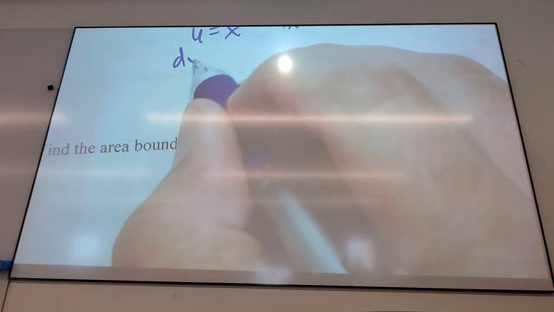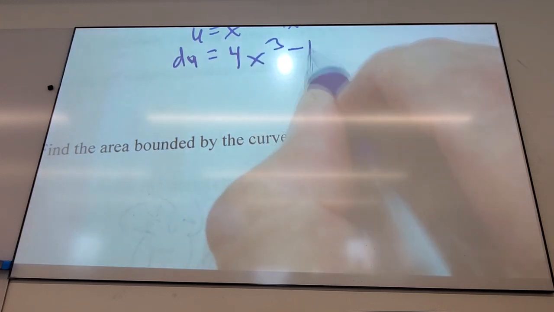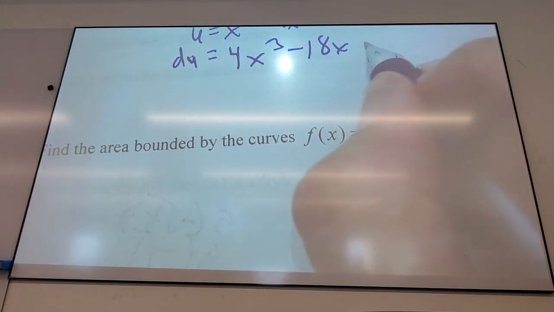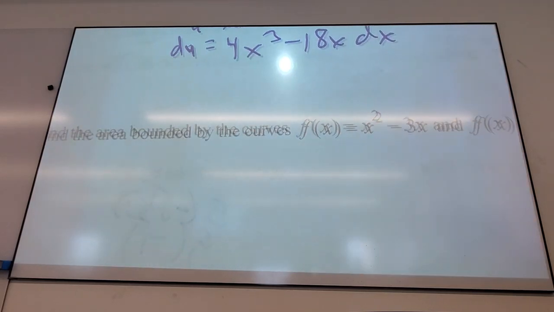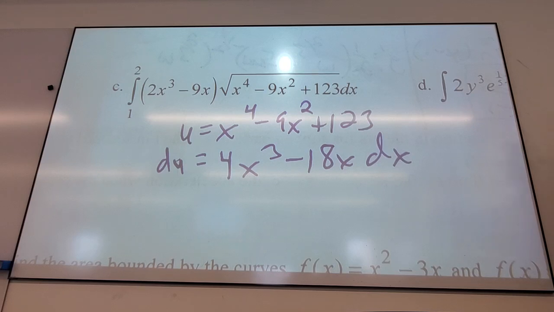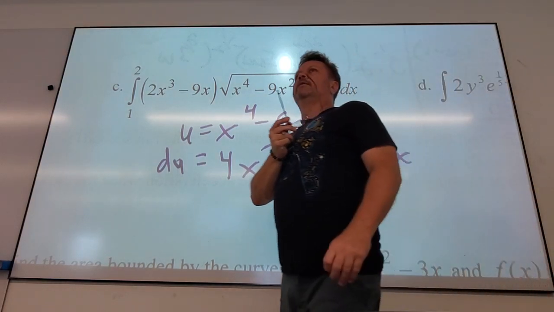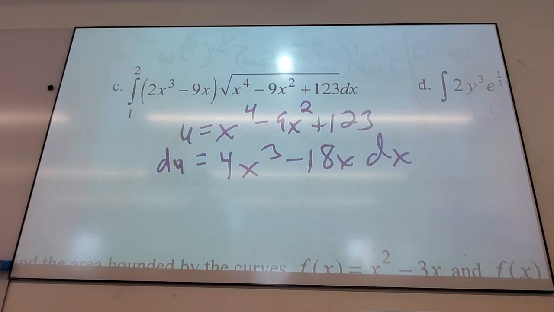So what's du, everybody? 4x cubed minus 18x dx. There we go. You're so programmed to say plus c, I didn't integrate yet. Why does that tell me I'm on the right track? This is kind of the same form. Because what's the whole idea of u sub? I want to let u equal something whose derivative is in there also.